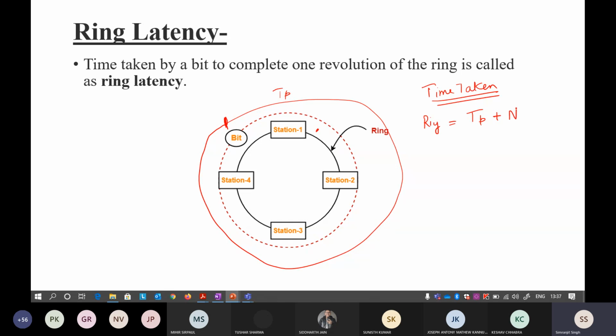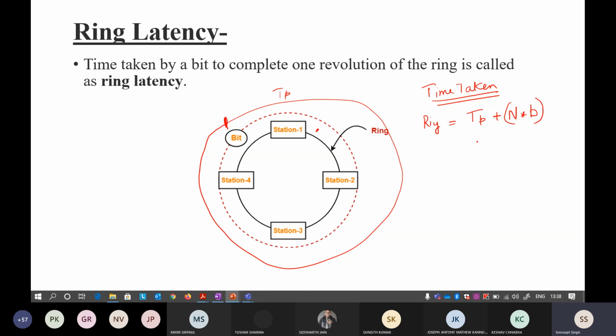So if there are n stations, this bit will be held for the bit time. For that amount of bit time, there is one bit here. So to put one bit onto the link, whatever that time is. So n into whatever is the bit time required by the station to put it. It means this station will hold this bit for some time and again pass it to another station. That amount of time is given by this.